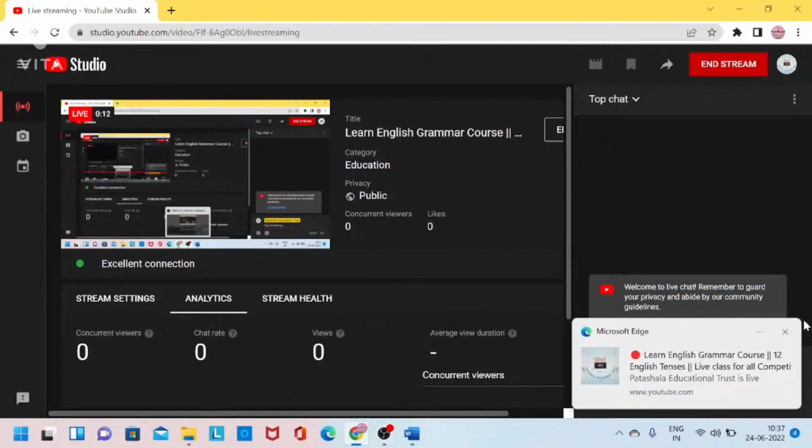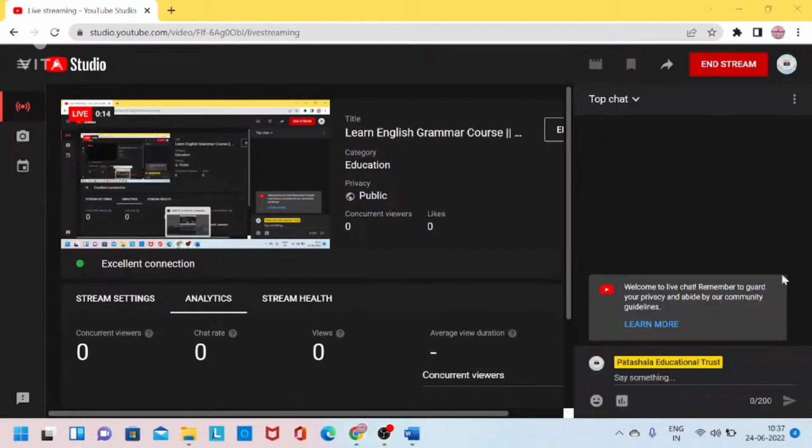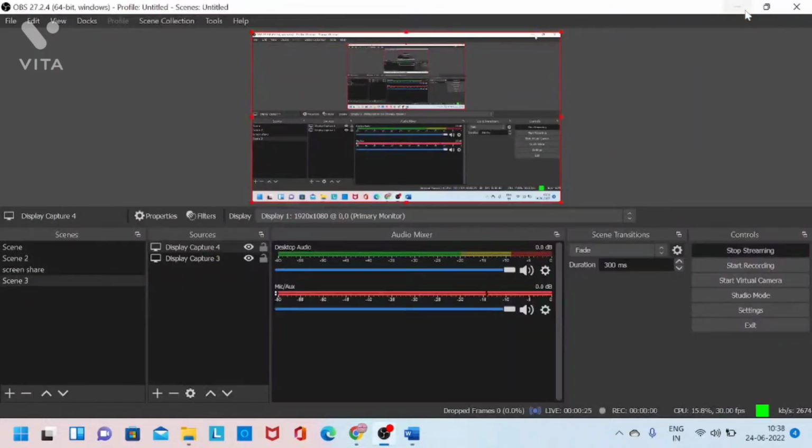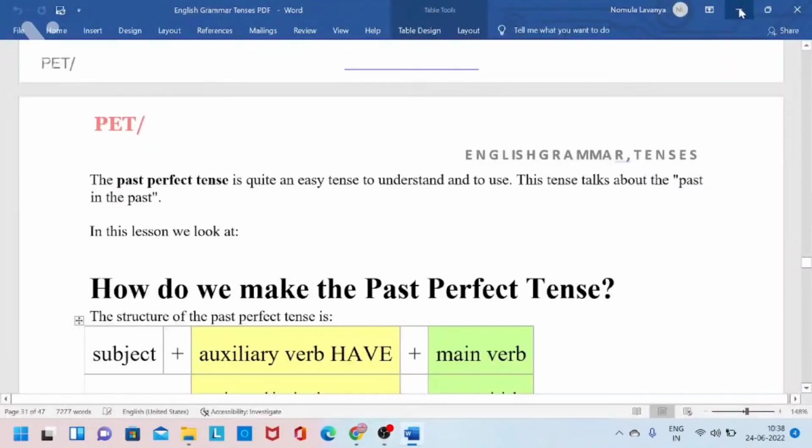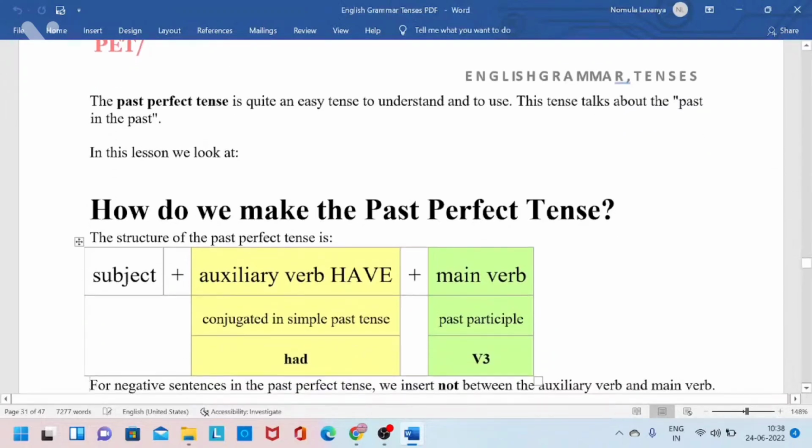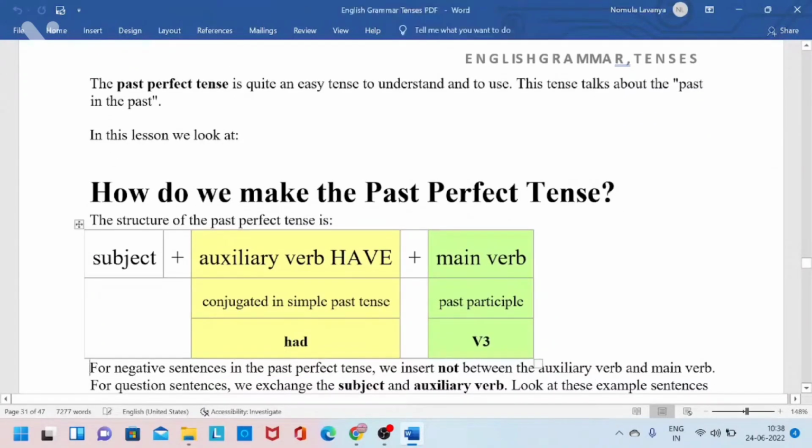So today what am I teaching? Today we have a topic like last time, that is the past perfect tense. In the middle of the class I got a call and I went away, right? So I'm starting from the same class again, the past perfect tense.